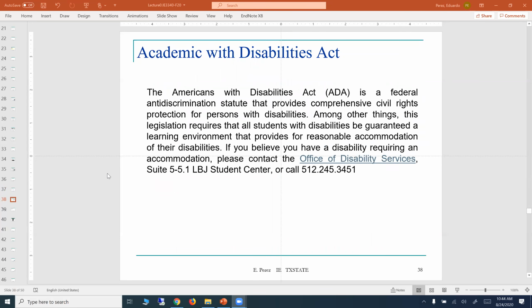Academic accommodations for students with disabilities. If you require any type of special accommodation, make sure that you provide me with the information that is needed, and we can work with you. Just contact me and I'll do my best in accommodating your needs.